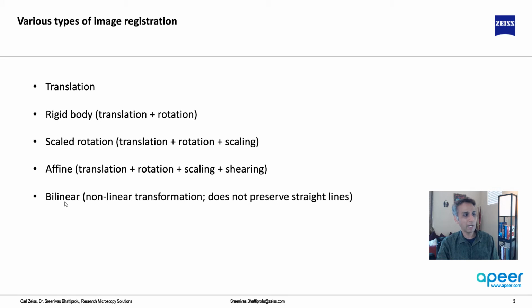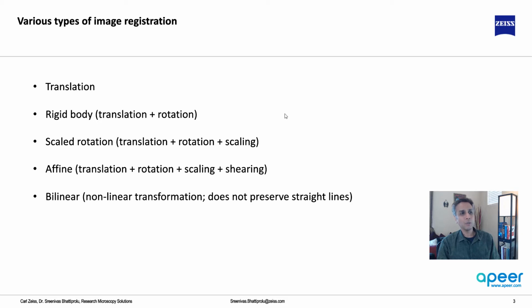So that's affine, and bilinear is where there is nonlinear transformation. Like, for example, if you are imaging some 3D structure and you're compressing it, and the pores are elongating in one direction, and then things can move in very different directions. So bilinear can be a bit more complicated. Again, it's a nonlinear transformation.